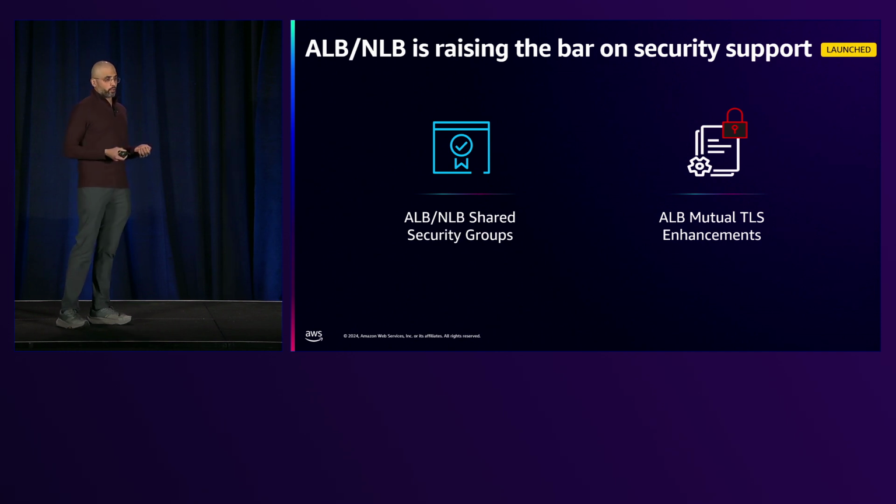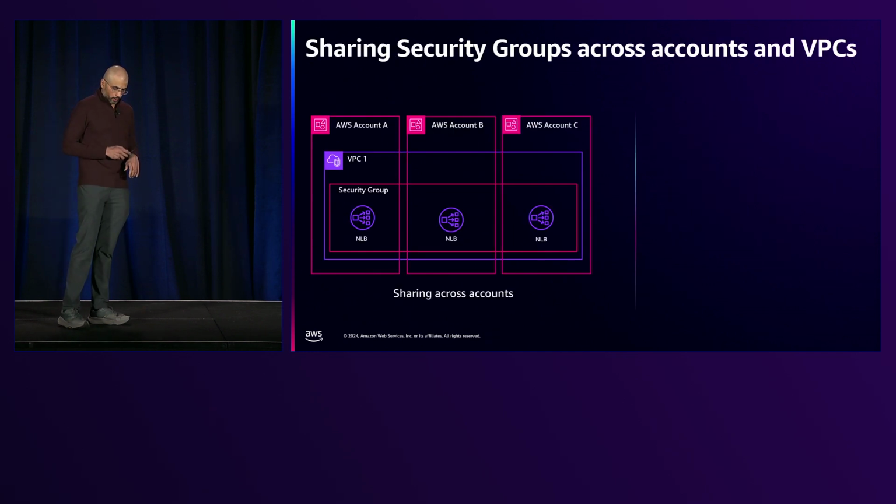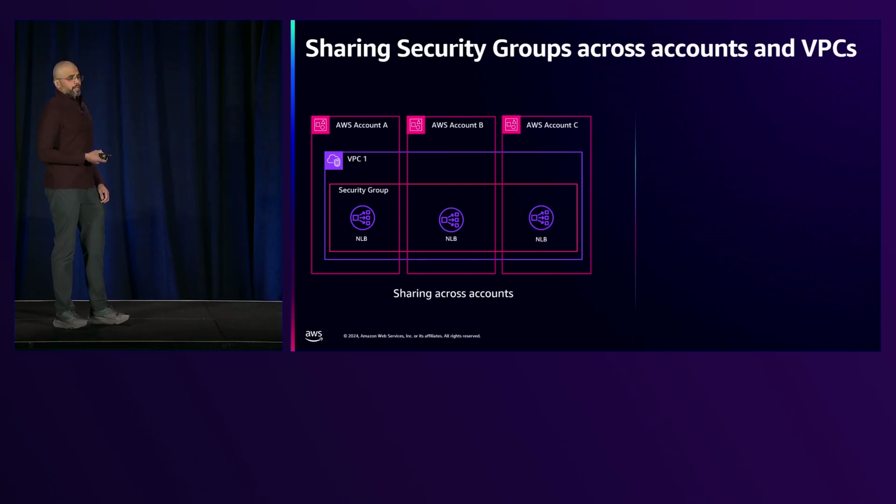Security is always a top priority, and so we've invested in features there. Two features I'd like to talk about are shared security groups on ALB and NLB, and enhancements to the mutual TLS offering. Shared security groups is actually a feature of the VPC that was launched earlier this year. Both ALB and NLB respect it.